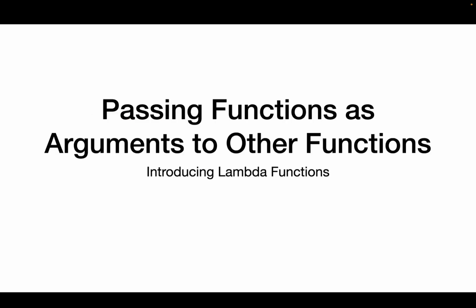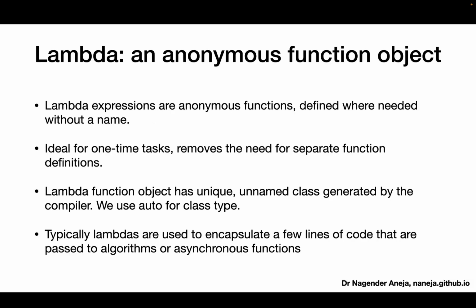Now we can pass functions as arguments to other functions, right? Like we have this accumulate function, and now we will pass another function into this accumulate function. So we can say this is a higher order function, and for that we'll use the lambda function, right? So let's now see what the lambda function is. Lambda functions are anonymous function objects. They have no name; these are anonymous functions defined where needed without a name.